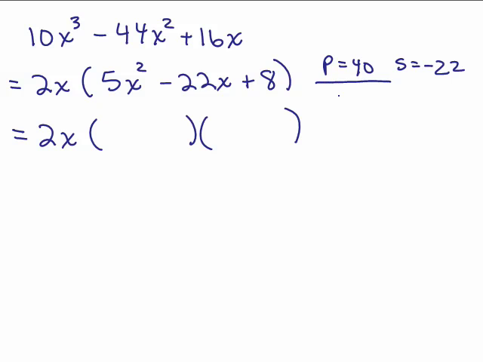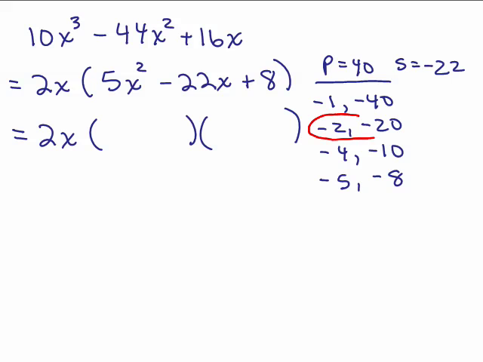So factors of 40: 1 and 40, 2 and 20, 3 does not go into it, 4 and 10, 5 and 8. Those are all the factors of 40. Since the sum is negative, the bigger number is negative, and since the product is positive, each pair of numbers has to have the same sign, so they're both negative. And there's the winning combination.